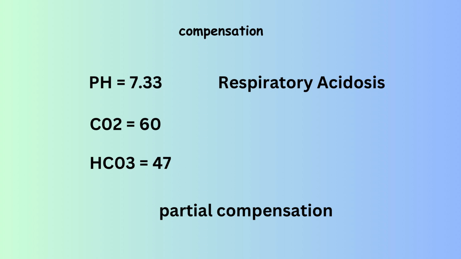And we have HCO3 of 47, which is higher than the normal HCO3 level, which shows that there is a compensation. So for this, it is a partial compensation because the level of the HCO3 is not enough to bring the pH within its normal level. So here we have respiratory acidosis, partial compensation.